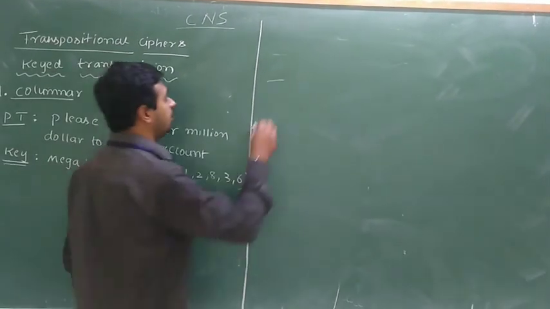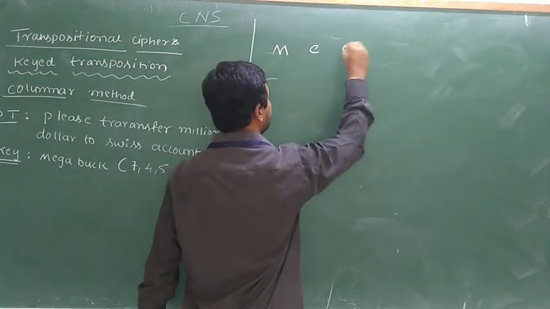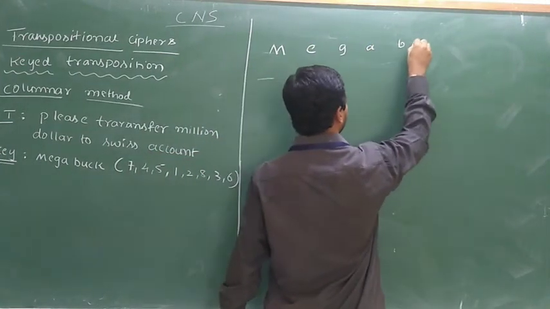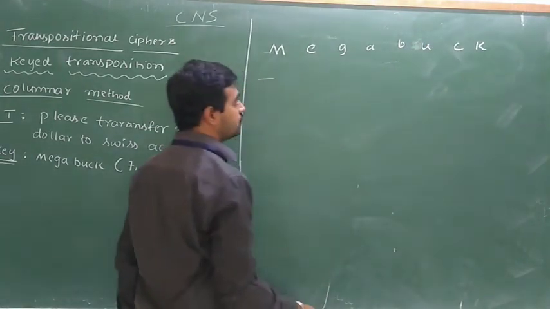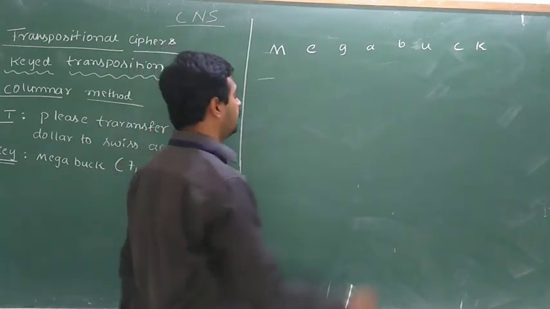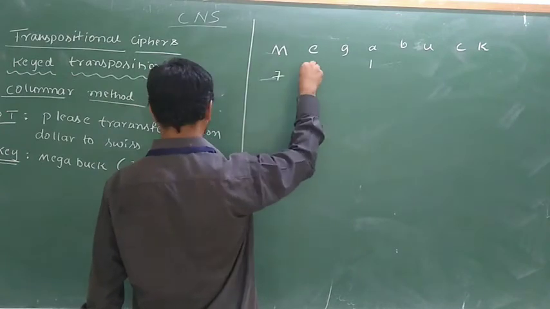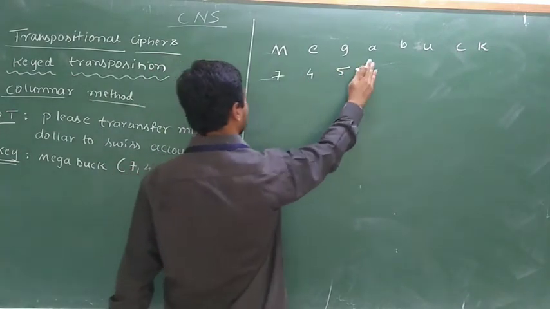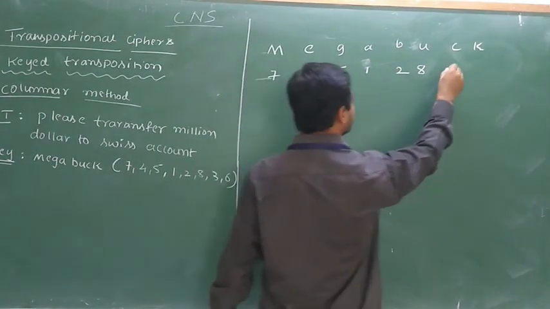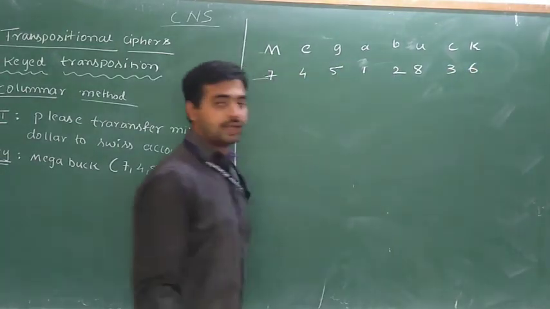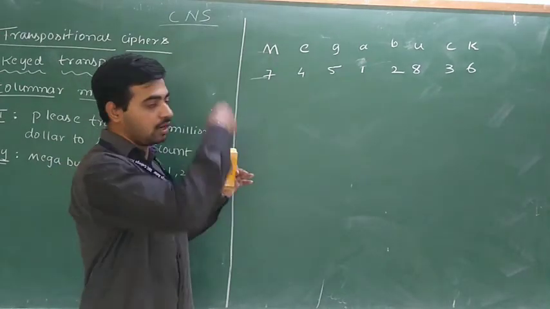Let me mention the equation here. I'll write the key value clearly: M E G A B U C A. If you want, you can mention the values also: A is 1, M 7, E 4, G 5, then 2, 8, 3, 6. You should write like this, or else you can write it in a tabular form, mentioning it column wise also.